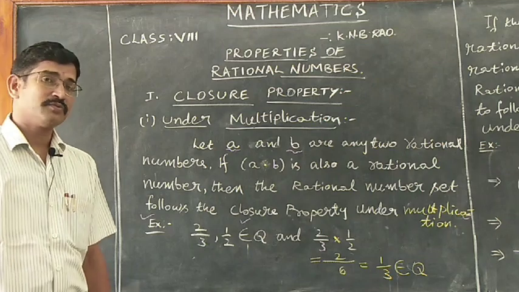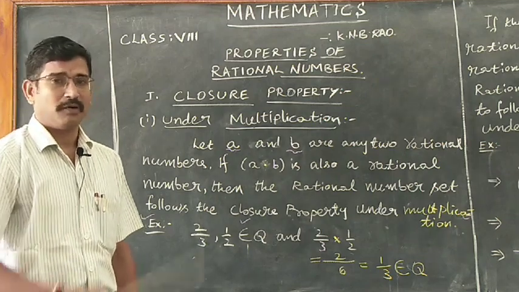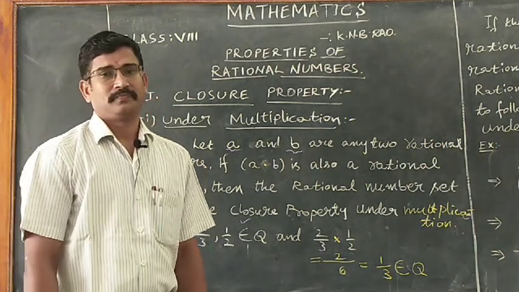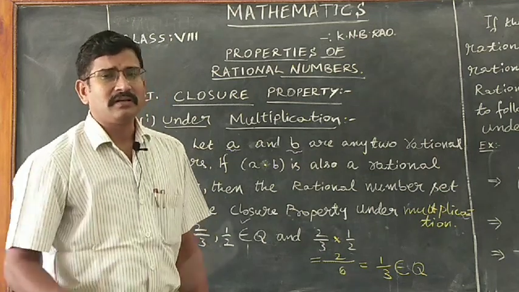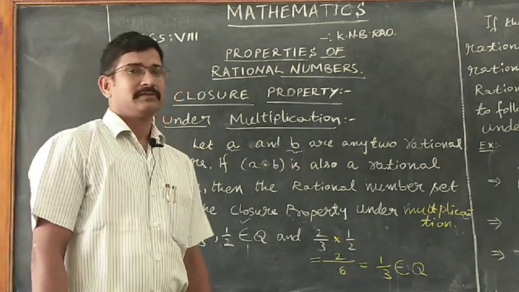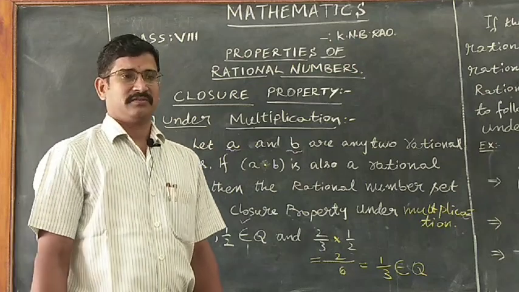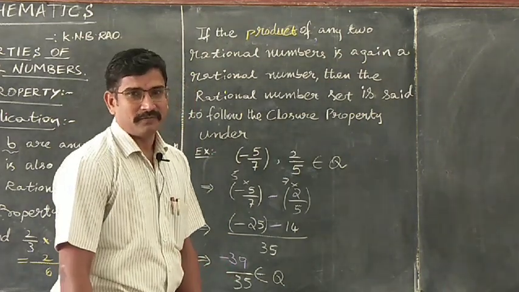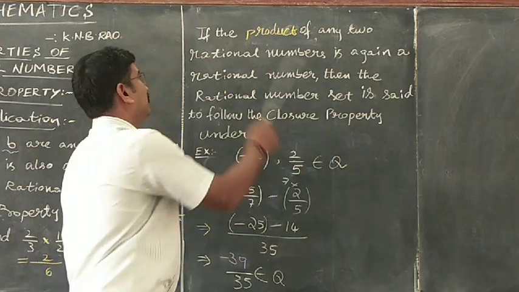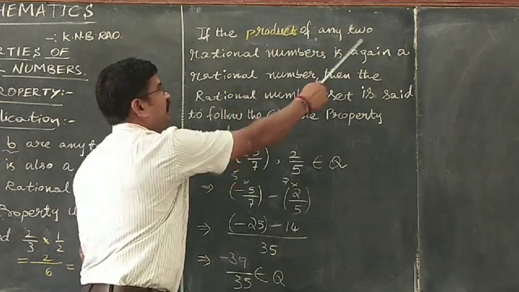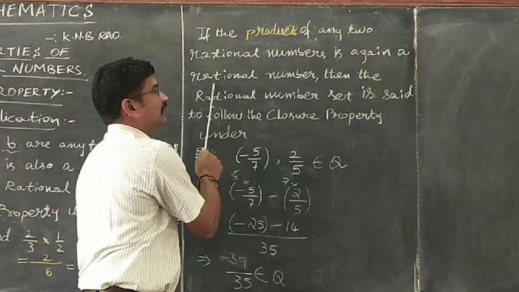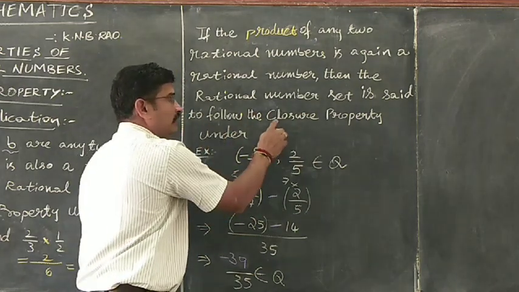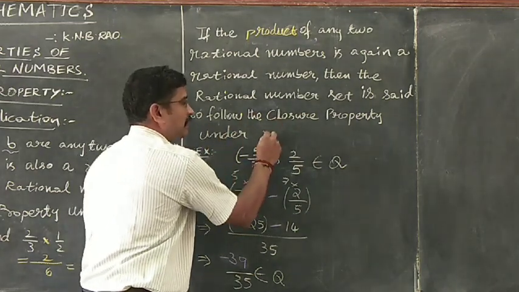Then comes the generalized definition. You have already learnt addition as well as subtraction closure property, so we will make little changes in that definition and write the closure property under multiplication. Children, now the generalized definition of closure property under multiplication: if the product of any two rational numbers is again a rational number, then the rational number set is said to follow the closure property under multiplication.